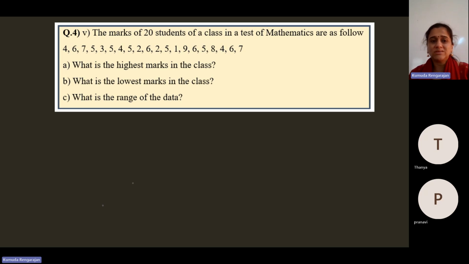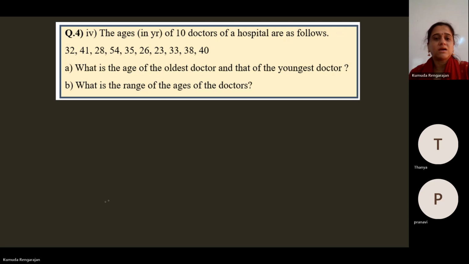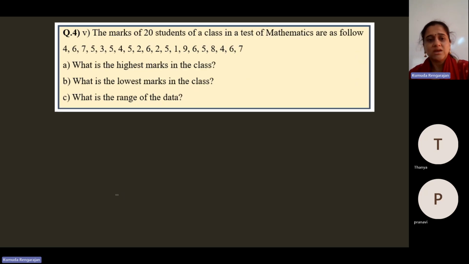All right. So here there is a slight variation. Now, the difference between this question and this question. So they're quite similar, no? See here we have the ages of 10 doctors. You'll have to write the age of the oldest doctor, youngest doctor, and find the range of the ages. Similar question, no? 20 students, their marks, highest mark, lowest marks, and range.